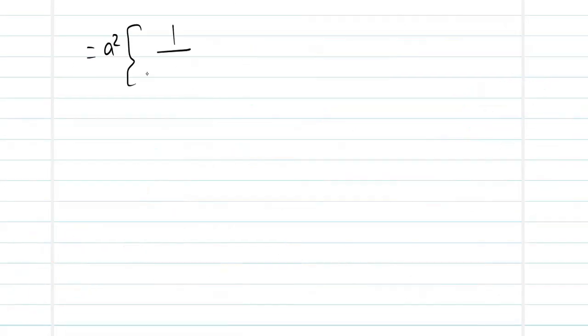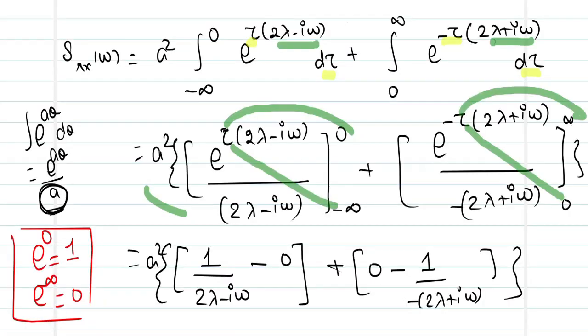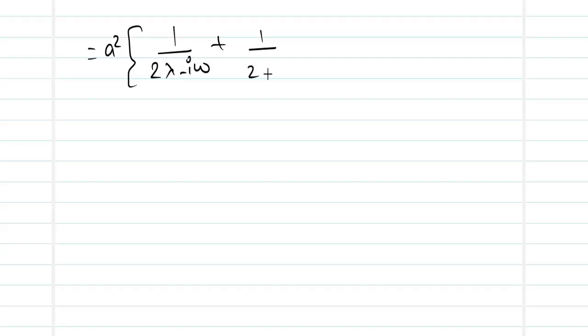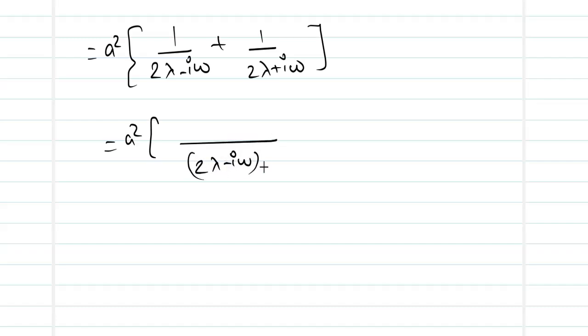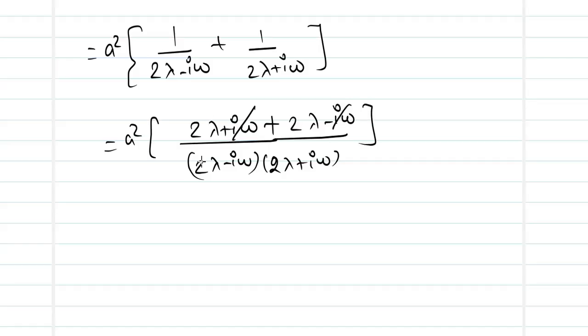So moving on to the next slide, I have a square into 1 divided by 2 lambda minus I omega, and this minus of minus will become plus, so plus 1 divided by 2 lambda plus I omega. Now let me take the LCM. What will be the LCM? 2 lambda minus I omega into 2 lambda plus I omega will be my LCM. The first term is multiplied with the missing factor, which is 2 lambda plus I omega, plus sign, and the second term is multiplied with the missing factor, which is 2 lambda minus I omega. So now this I omega can be cancelled off.